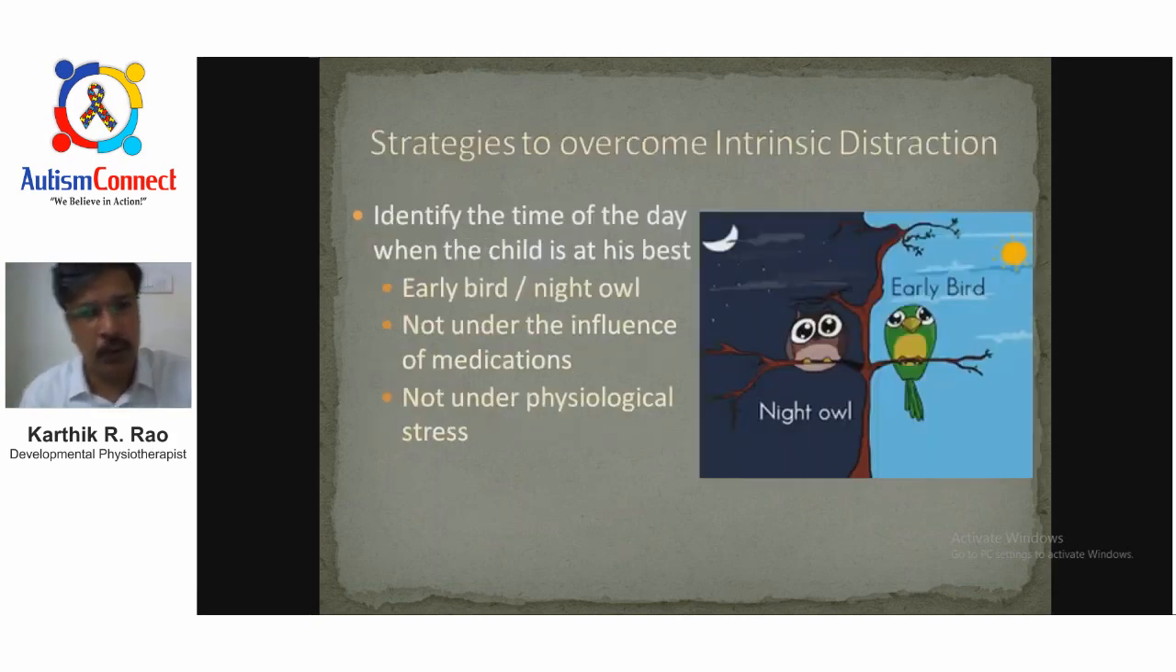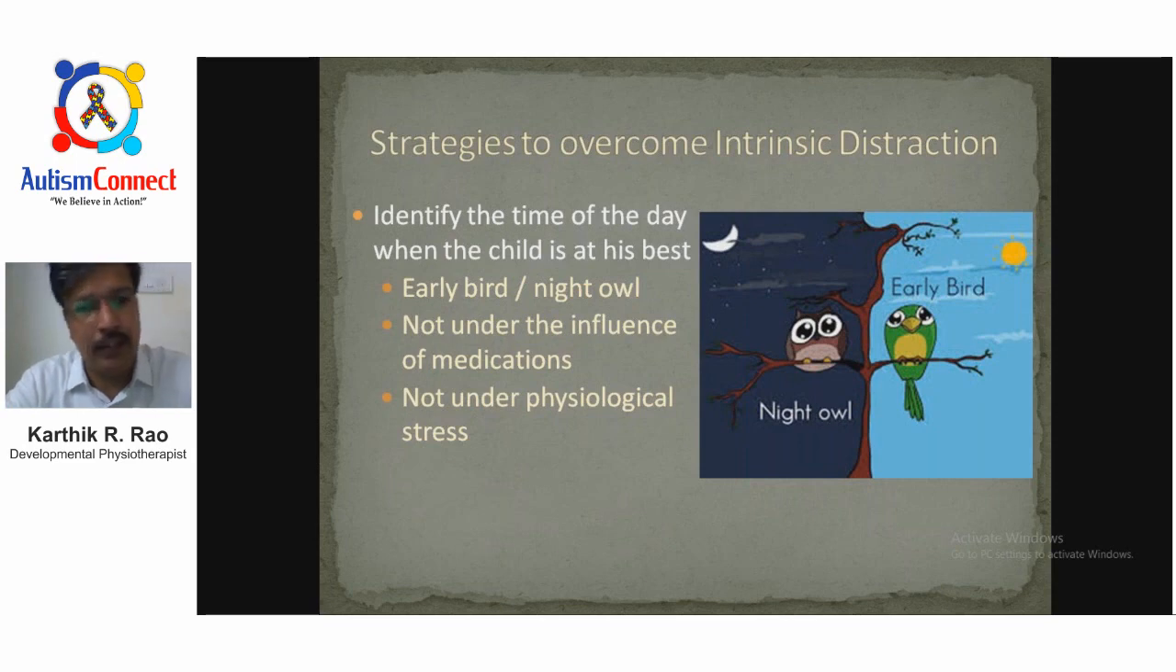So what can we do to overcome the intrinsic distraction? As you could easily say, compared to the intrinsic distraction, the extrinsic is much easier to manage because the child actually is ready to concentrate, but he's getting distracted by an external stimulus. But with intrinsic distraction, the child is actually not ready to concentrate. Now that is much more difficult to work with. So how can we help the child in such a situation?